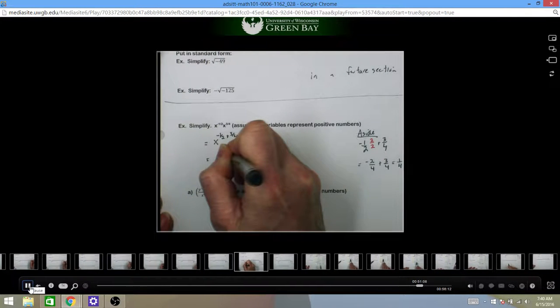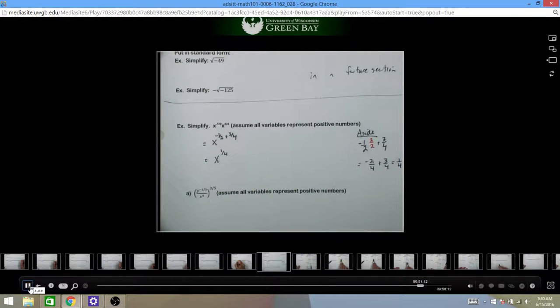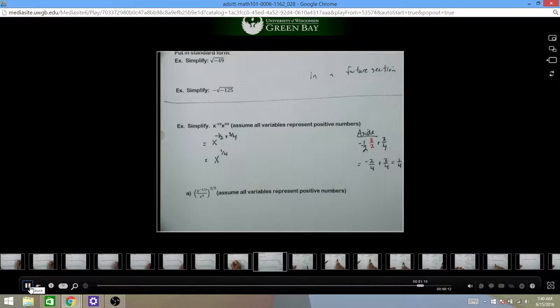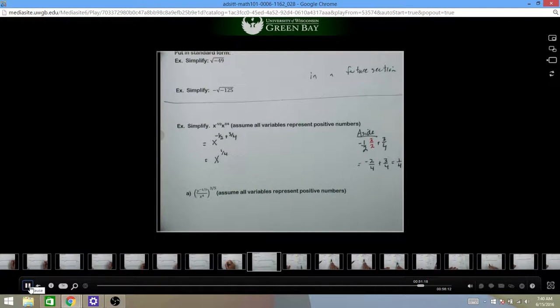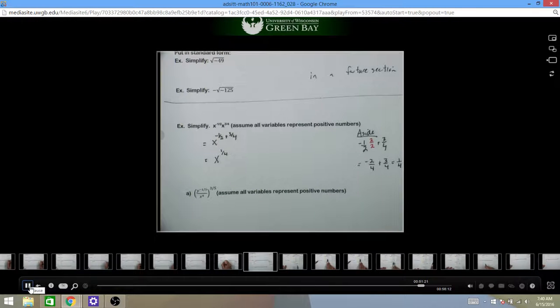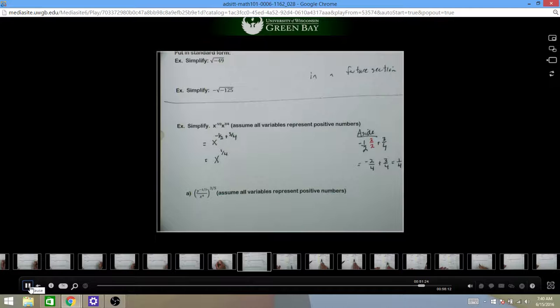These problems all say assume x represents a positive number because we're avoiding the problem that I said that we'll see in a future section. What do you do if your radicand is negative? So we're avoiding that now. So multiply powers of x by adding exponents.